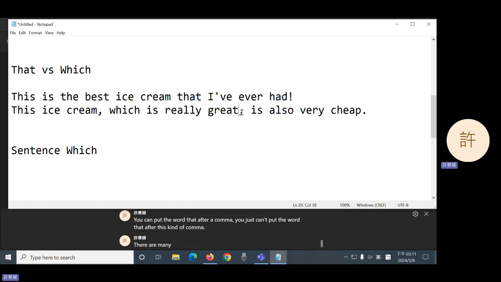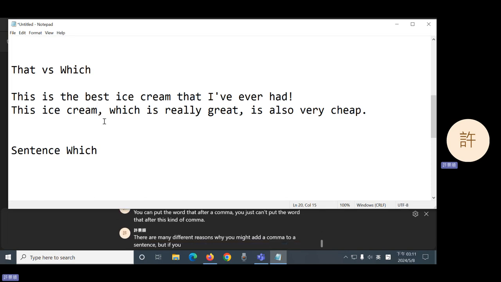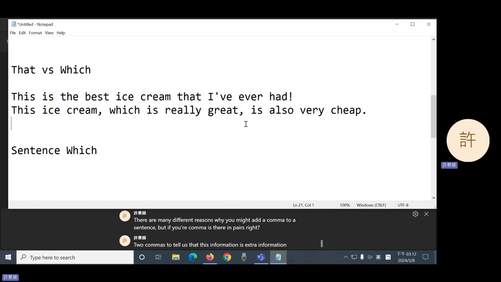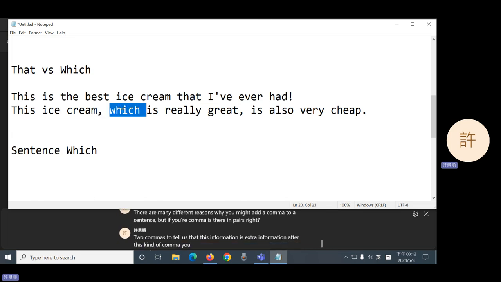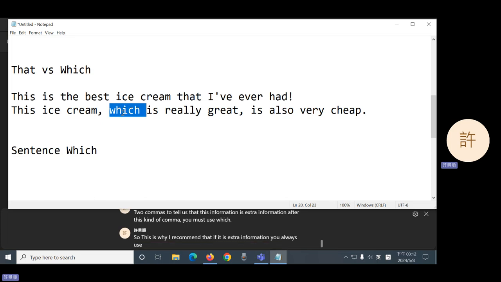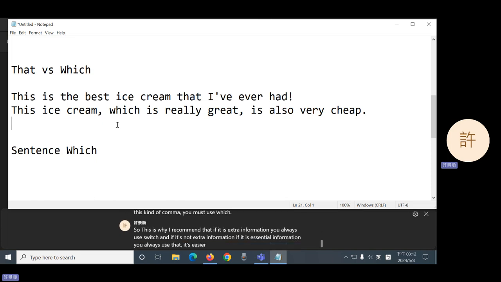There are many different reasons why you might add a comma to a sentence. But if your comma is there in pairs, right, two commas, to tell us that this information is extra information, after this kind of comma, you must use which. So this is why I recommend that if it is extra information, you always use which. And if it's not extra information, if it is essential information, you always use that. It's easier to remember.